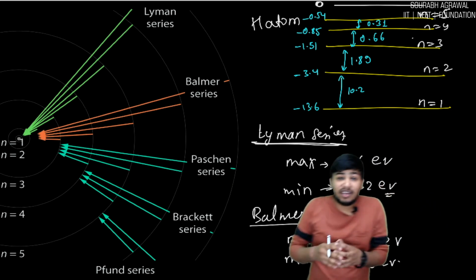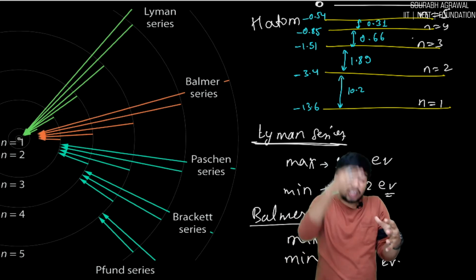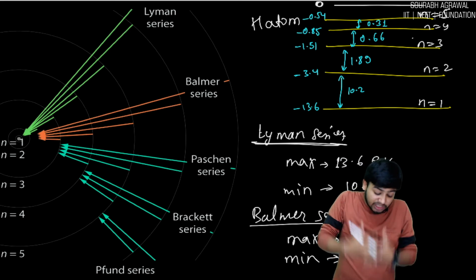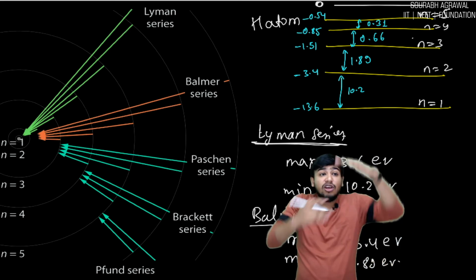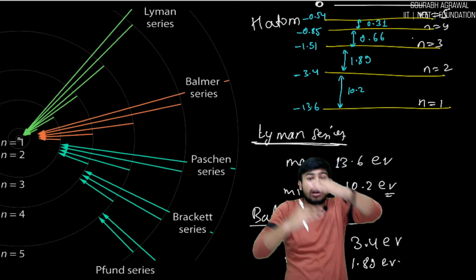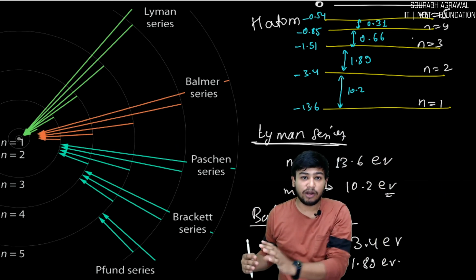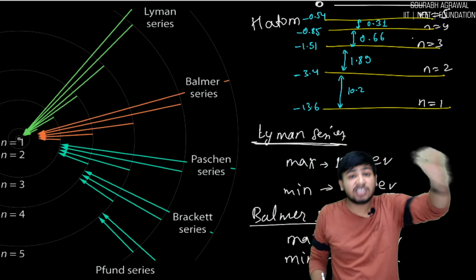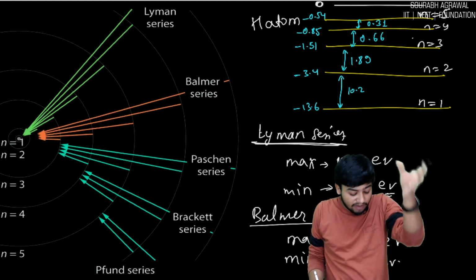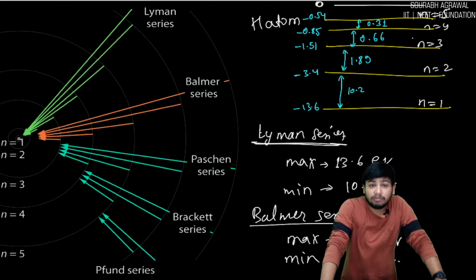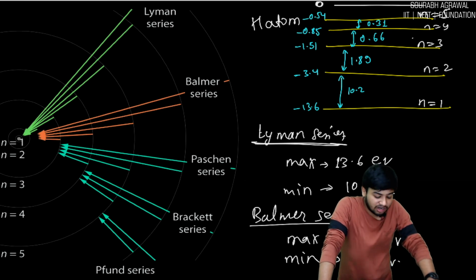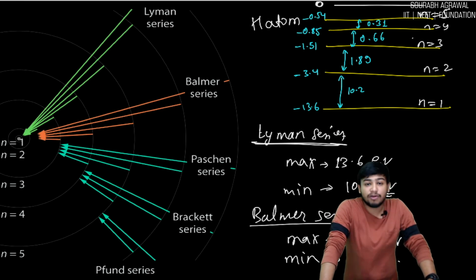So now you can see the Lyman series has maximum energy 13.6 and minimum energy 10.2. Balmer has maximum energy 3.4. That means the Lyman series occurs with the maximum energy, after that Balmer, after that the others. Are you getting my point? So any line in Lyman will have more energy than Balmer, and Balmer will have more energy than Paschen. Then Brackett, then Pfund.